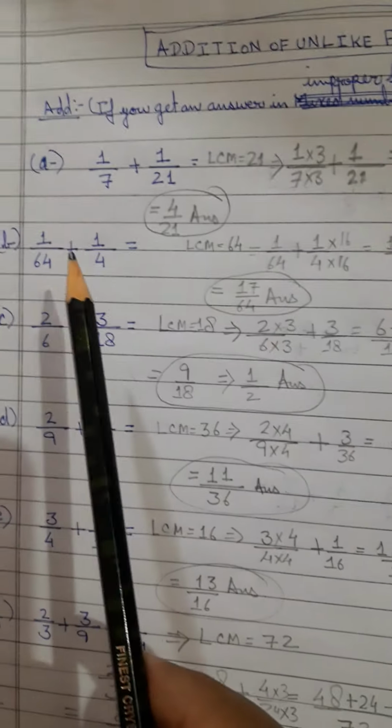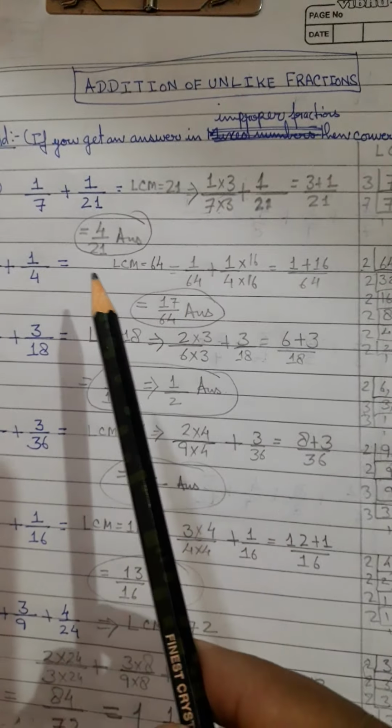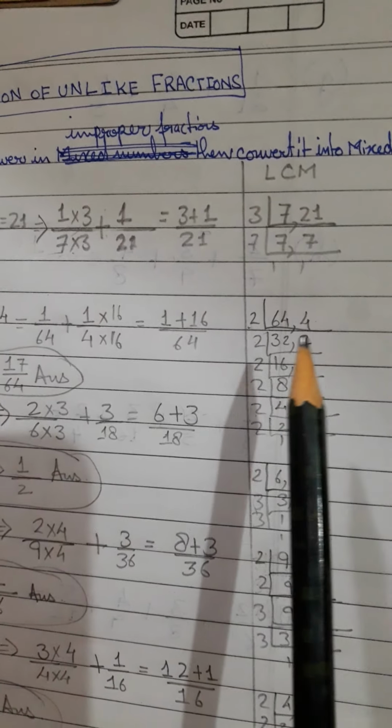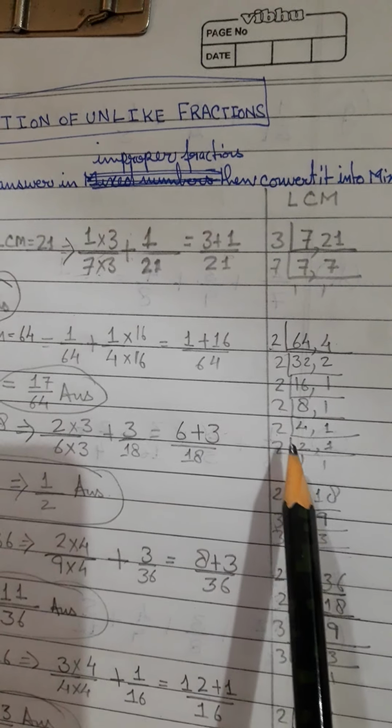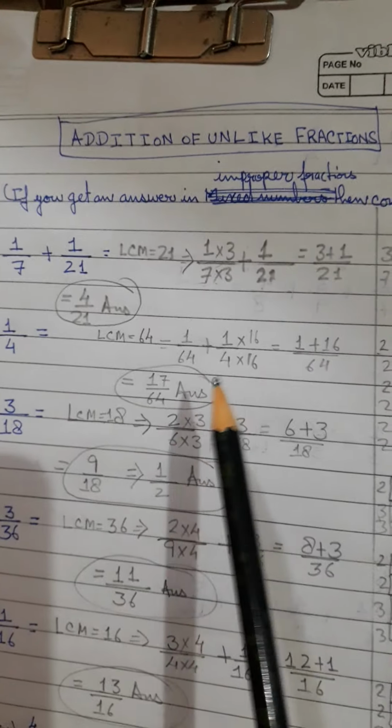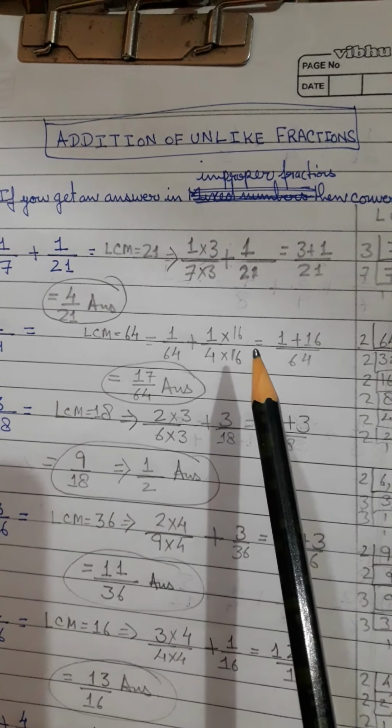Similarly, if you go to the next sum, 1 by 64 plus 1 by 4, take the LCM. I've done the LCM for you so that you keep on revising, right? Take the prime factors, keep on dividing, and then you have to multiply all these. So the LCM is 64.